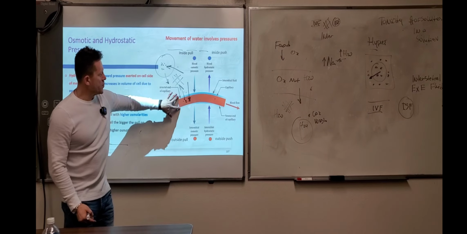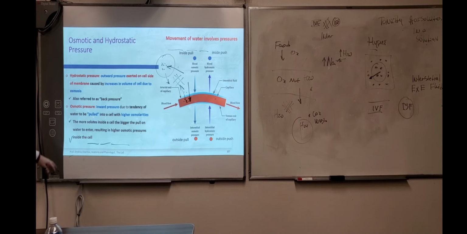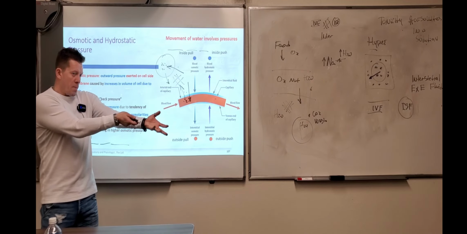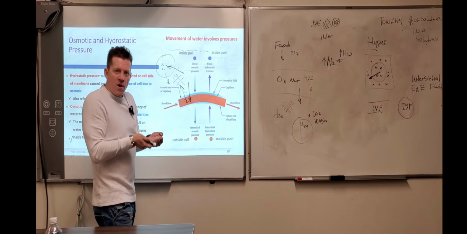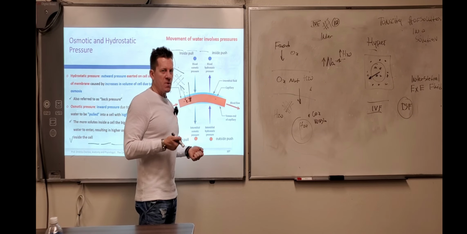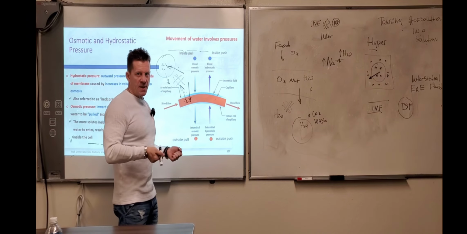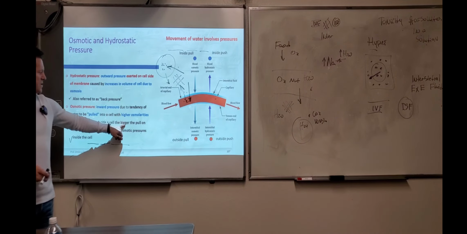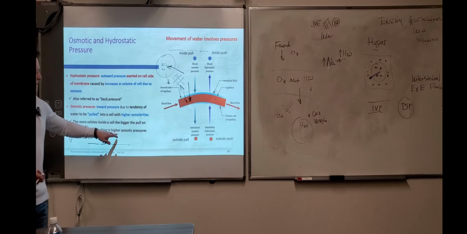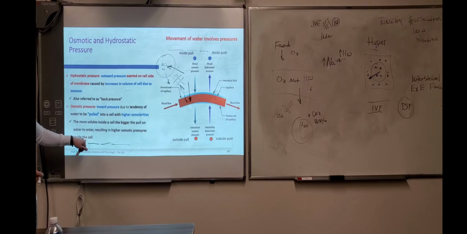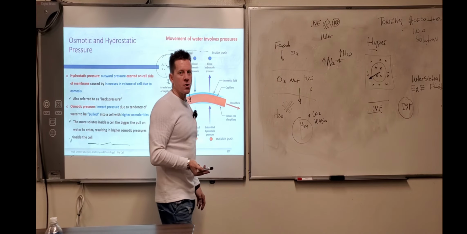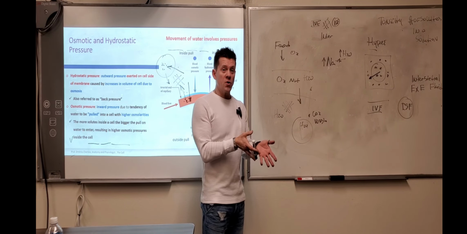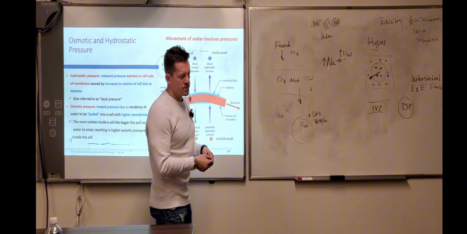Hydrostatic pressure is pressure exerted on the wall of the vessel or the cell. The more solutes inside of the cell, the bigger the pull. So osmosis is the pull, water being pulled towards the highest concentration gradient of the solutes. I'm constantly repeating those terminologies like a broken machine, non-stop, on purpose. So the more solutes inside of the cell, the bigger the pull on the water to enter, resulting in a higher osmotic pressure inside of the cell. So high osmotic pressure in the vascular system or in the cellular system means that there's a highest concentration gradient of those solutes inside of those compartments.